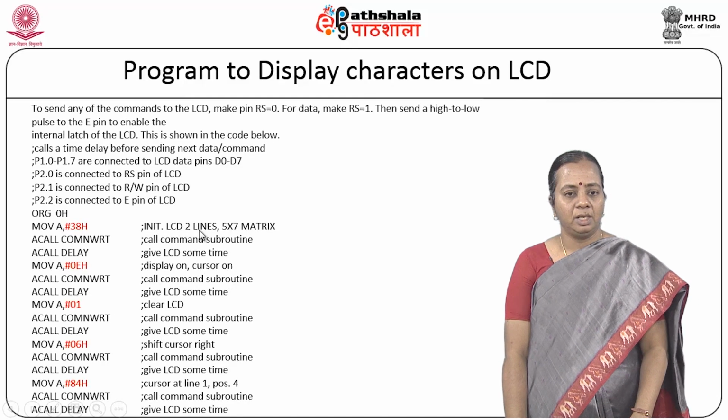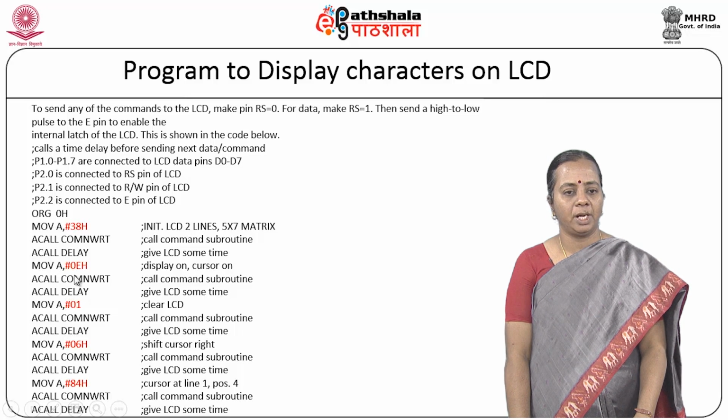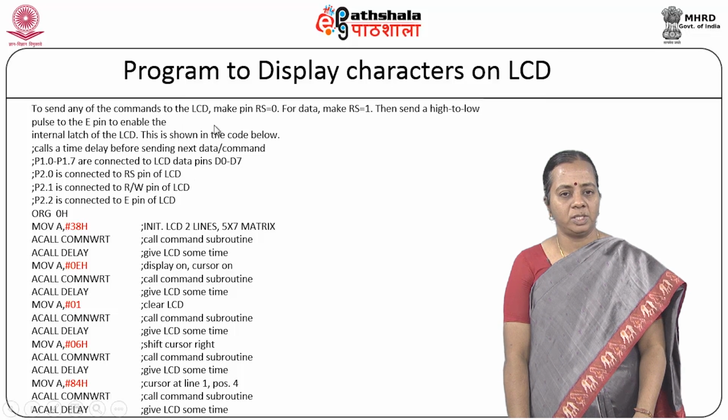Now we see that the delay combined with command write makes the system recognize this particular command, and it makes a 2-line display with a 5 cross 7 matrix. Now, I am sending move A comma 0E, so display on and cursor on has to be sent. Again I will call command write, which makes the whole procedure again: RS is 0, E goes high to low, and write is also given. Then a delay is called, so that these 3 things together make the LCD turn display on and cursor on.